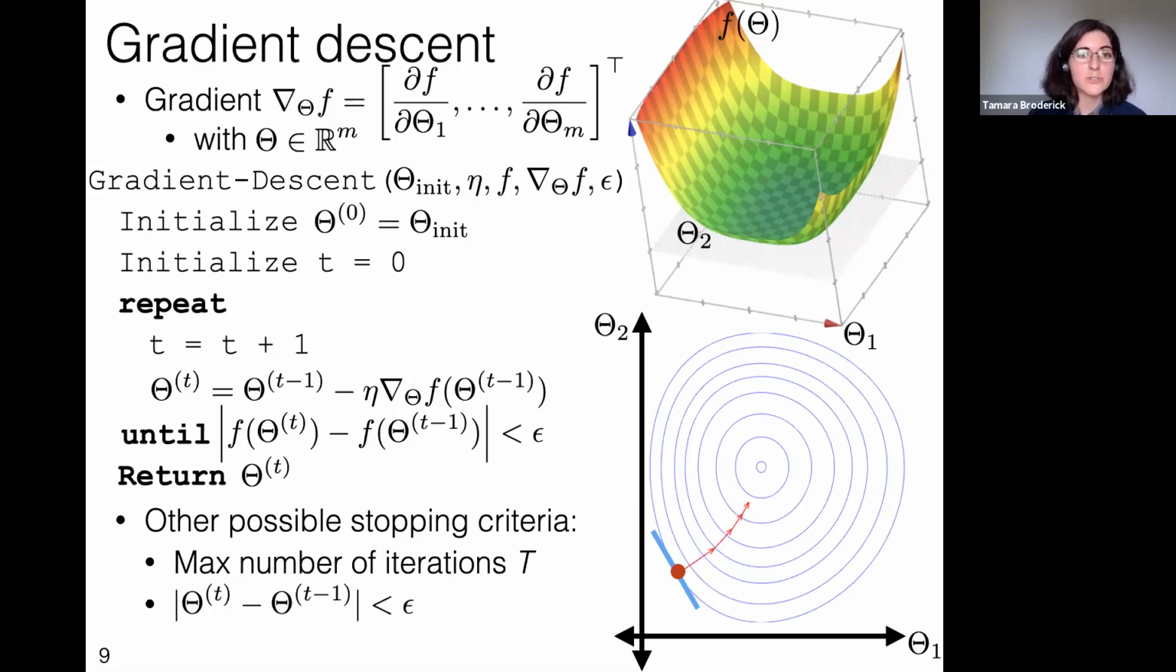Now there are other things that you could do to stop besides the change in f. Another one is to just say I'm not moving really that much in theta. So that would be a way to stop. Also, at this optimum, we expect the gradient to be 0. That's basically saying there's nowhere else to move to descend further. And so that would be a way to stop when the gradient is very small.